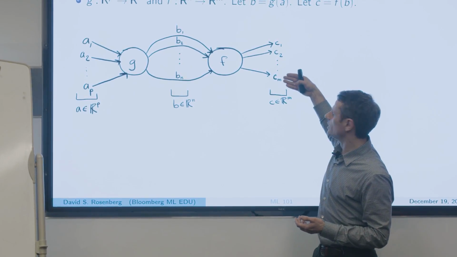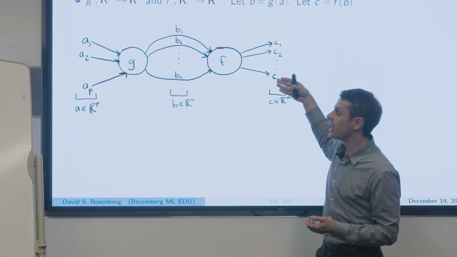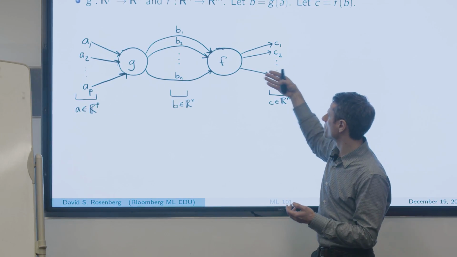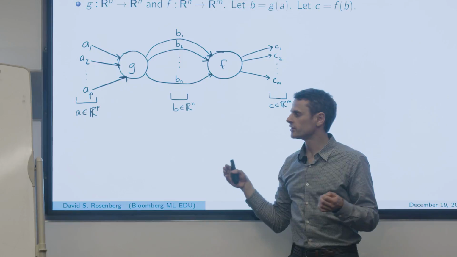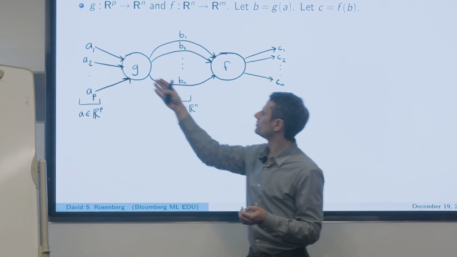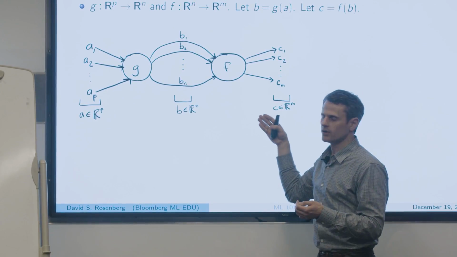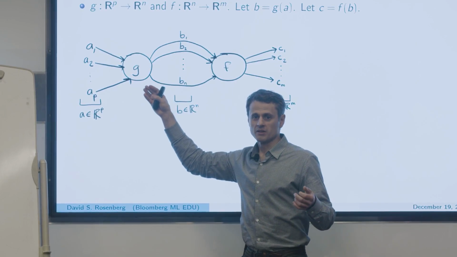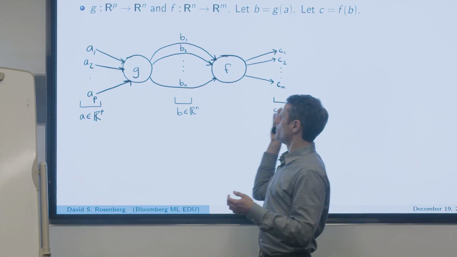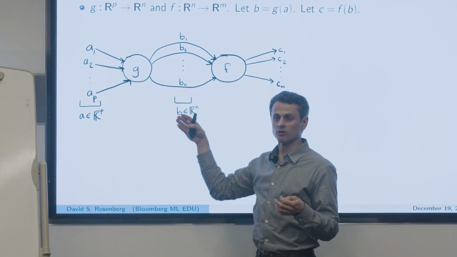If we're interested in the eventual impact on CM, we have the partial derivative of CM with respect to each of these B's. Right? And what the chain rule tells us is that if we want to know the effect of A2 on CM, we basically look at all the paths from A2 to CM and add the effects along each path.